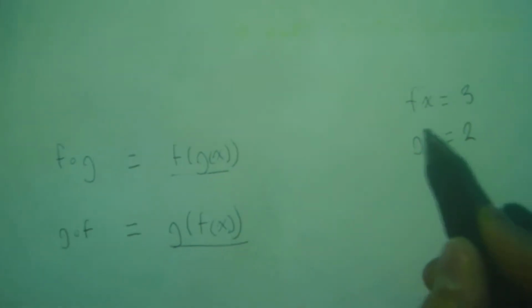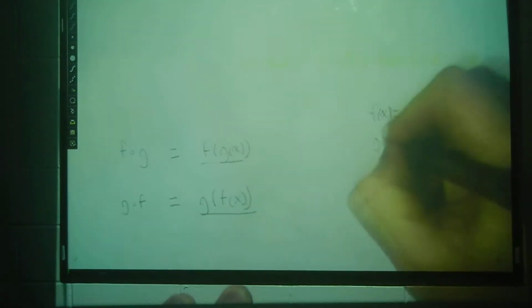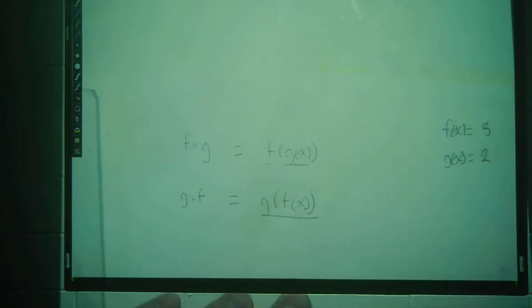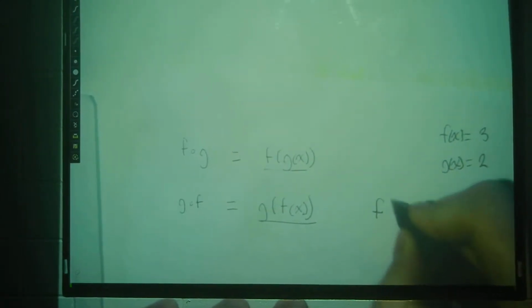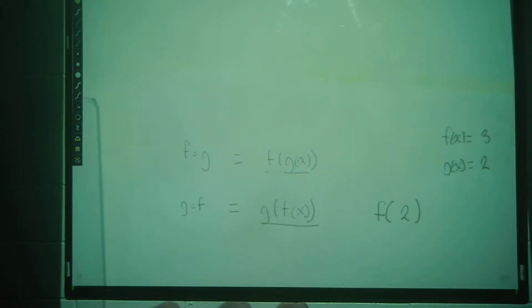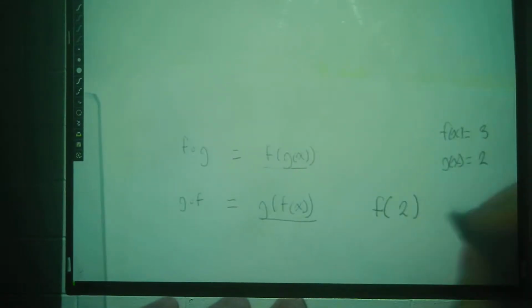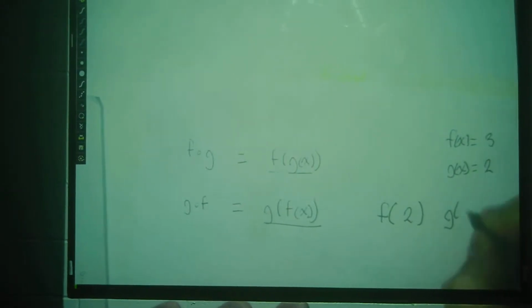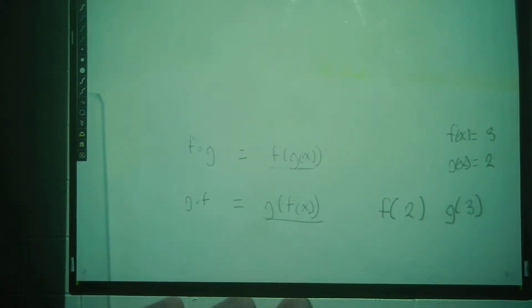So if we were to have, let's say, F of X equals 3 and G of X equals 2 here, all we would do for the fog is just plug in 2, just like that. Pretty simple. And then the same thing for the golf. We would just plug in the F of X term.